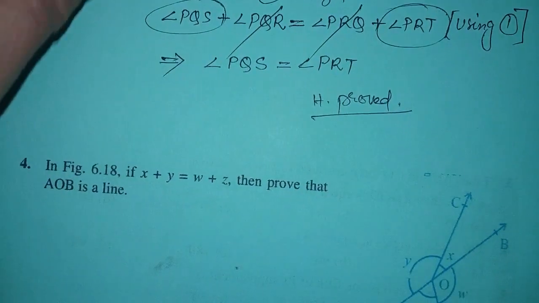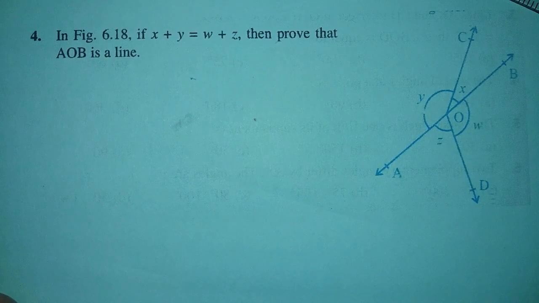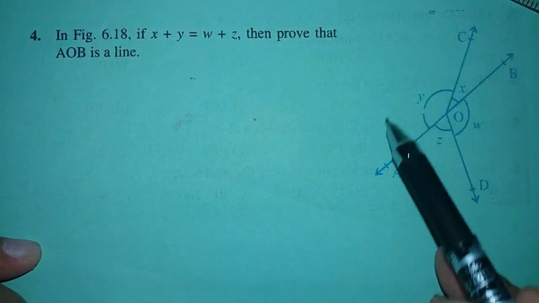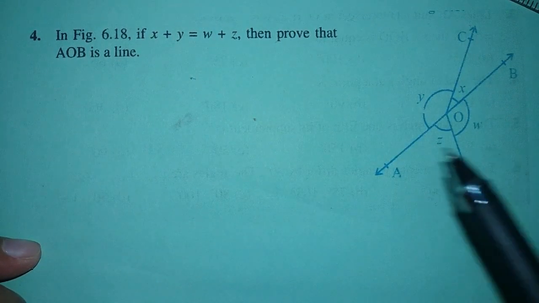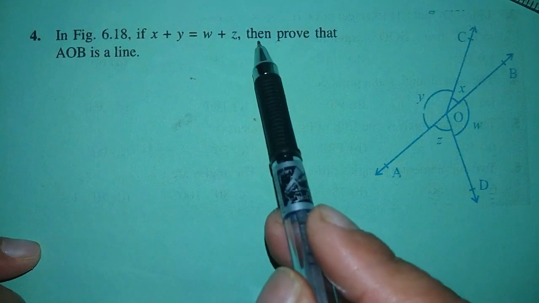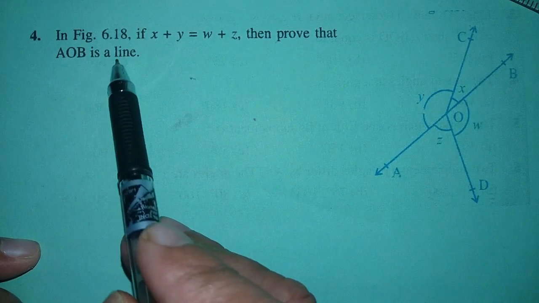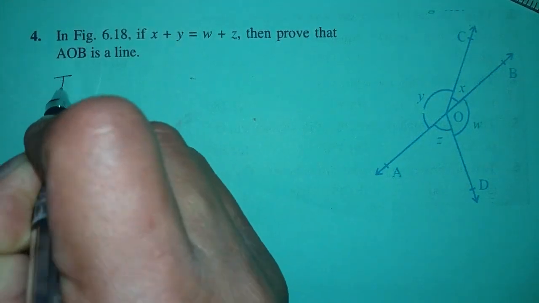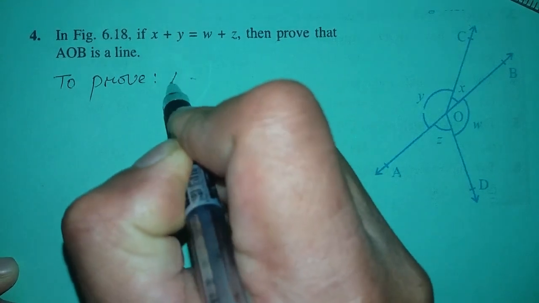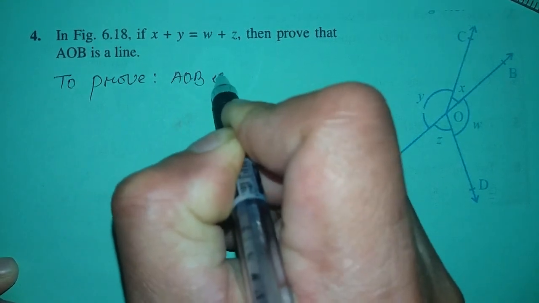Now moving on to next question. Now question number 4. In this figure, x plus y is equal to w plus z. Then prove that AOB is a line. Okay, to prove is AOB is a line.